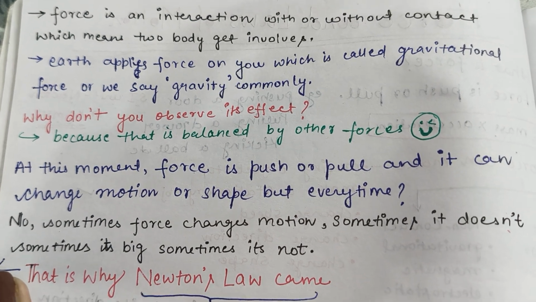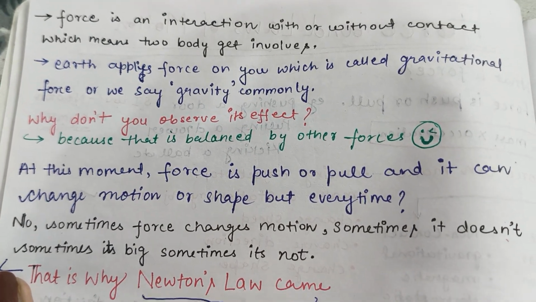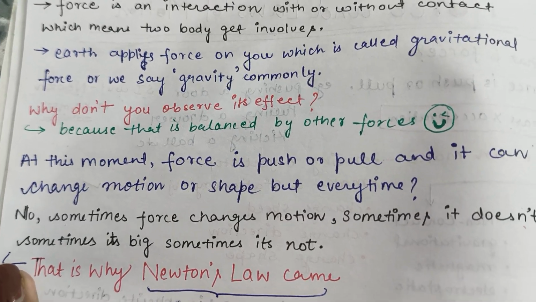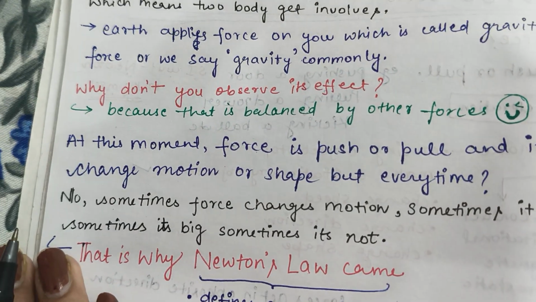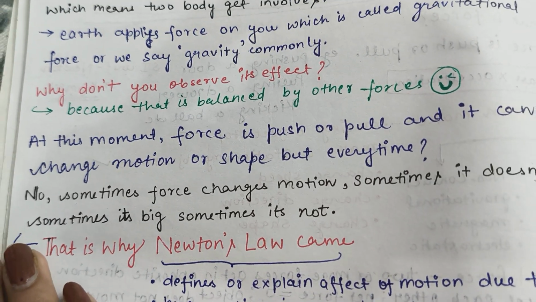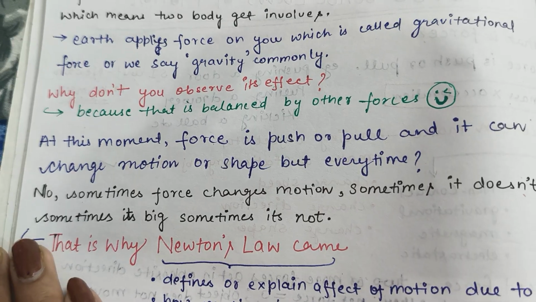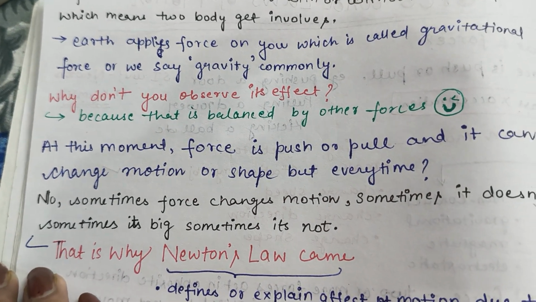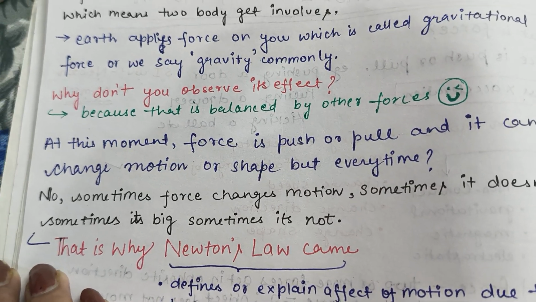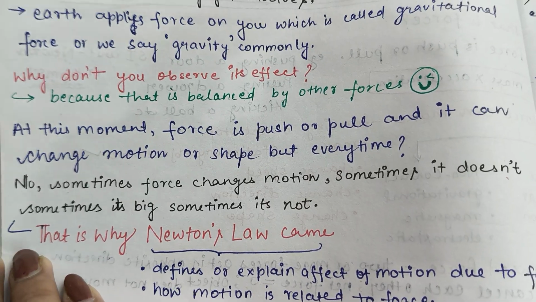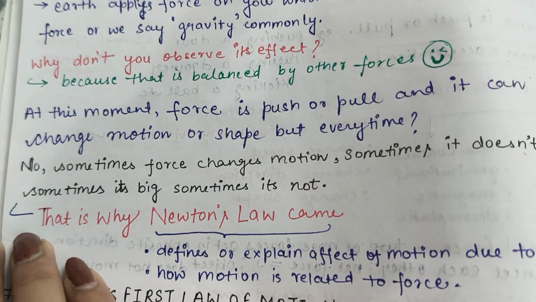The Earth applies force on you, which is called gravitational force, or we say gravity commonly. So why don't we observe its effect? Because it is balanced by the other forces. At this moment, force is a push or pull, so it can change motion or shape, but not every time. Sometimes force changes motion and sometimes it does not. Sometimes it's big and sometimes it's not.